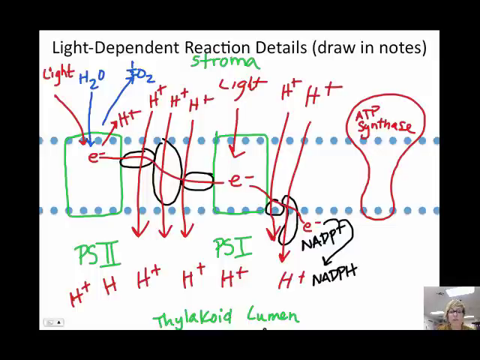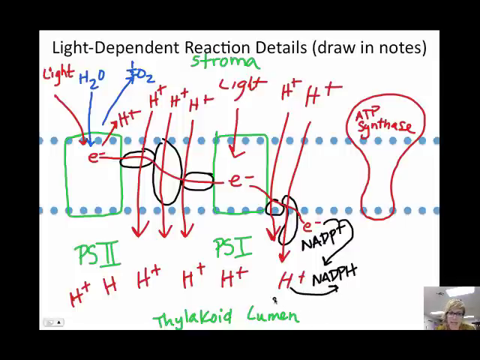All right, so the final electron acceptor at the end of we have 2 electron transport chains here. Instead of oxygen, like in respiration, we have a molecule called NADP plus that picks it up, and along with a hydrogen, right, becomes NADPH.